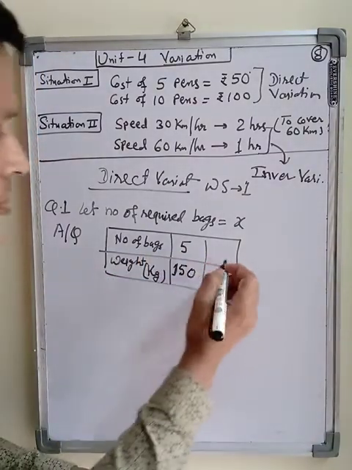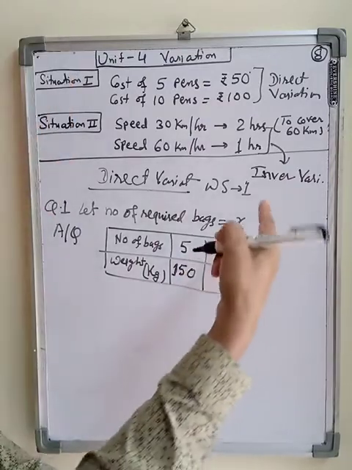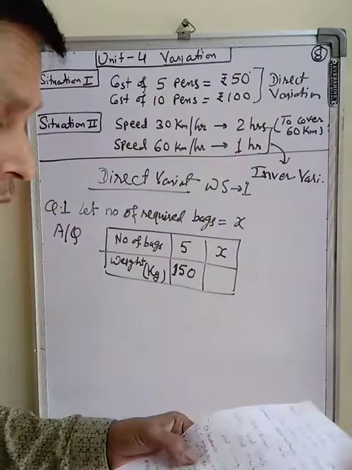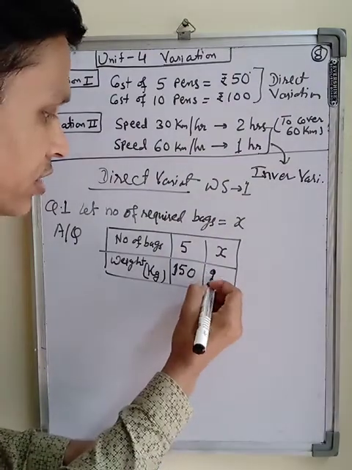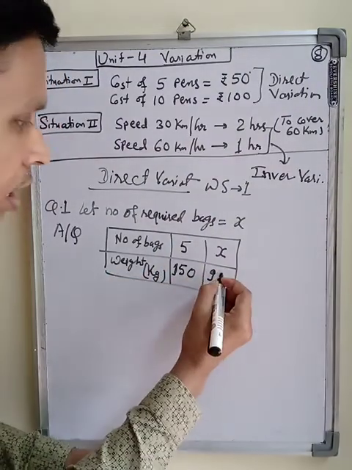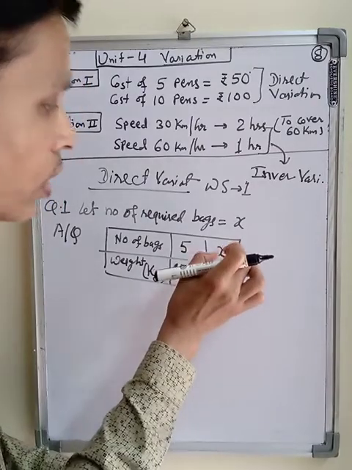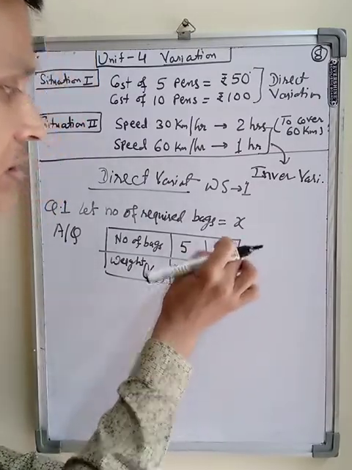Now it is asking how many bags. So under number of bags we will write x, because we have assumed x. For what weight? 900 kg. So in the weight column we will write 900. It means we are asking for the bags whose weight is 900.